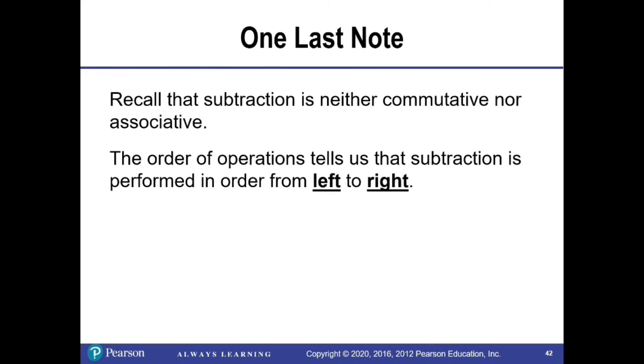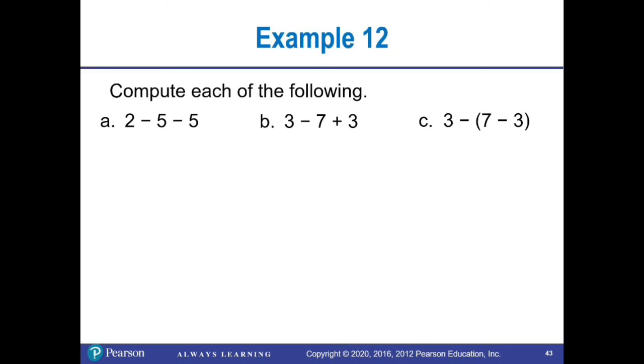Recall that subtraction is neither commutative nor associative, and the order of operations tells us to perform our subtraction from left to right. In part A, we have 2 minus 5 minus 5. So we perform our subtractions from left to right. 2 minus 5 would be -3.